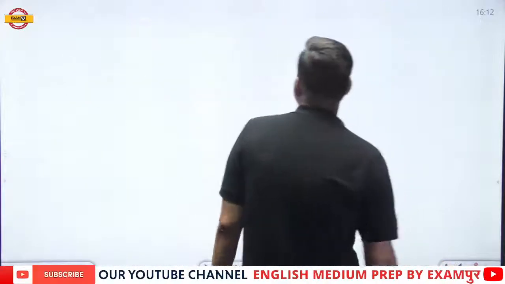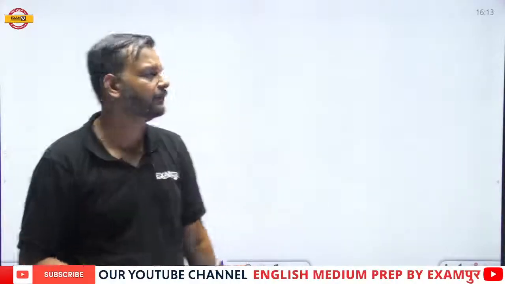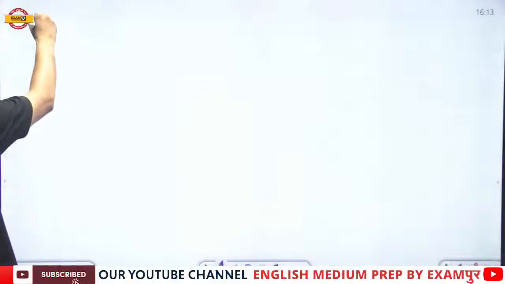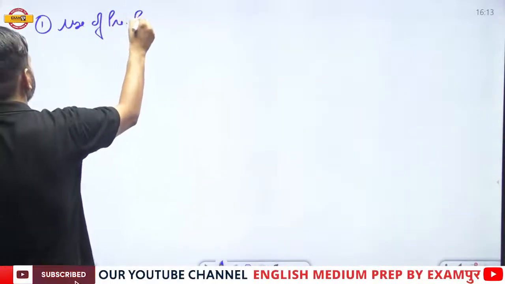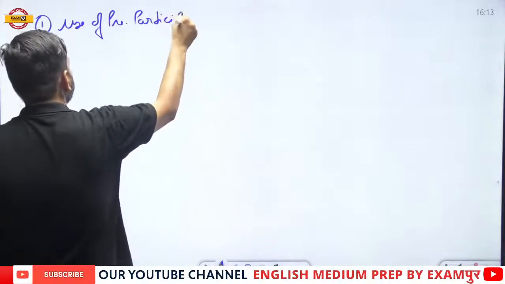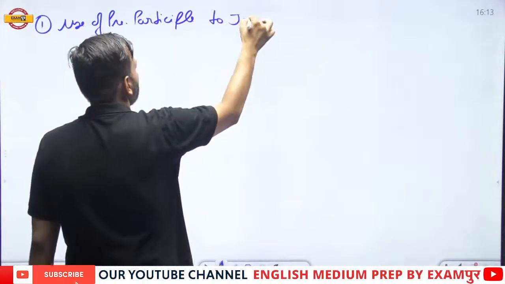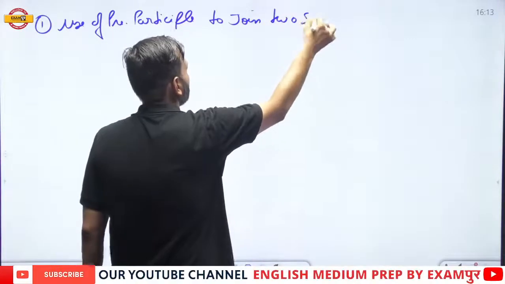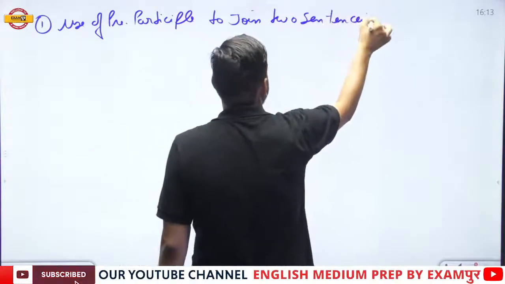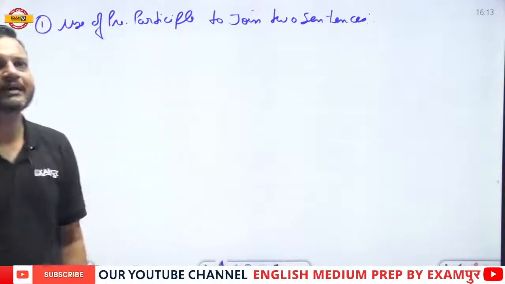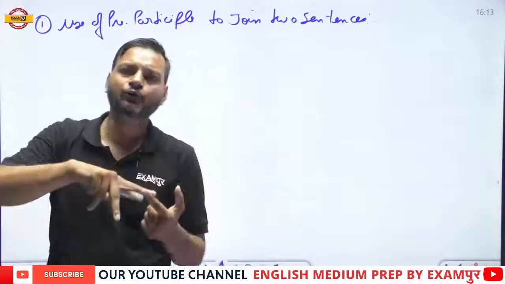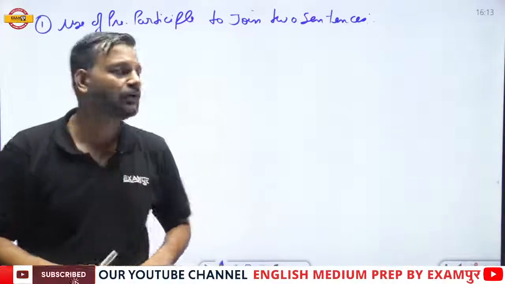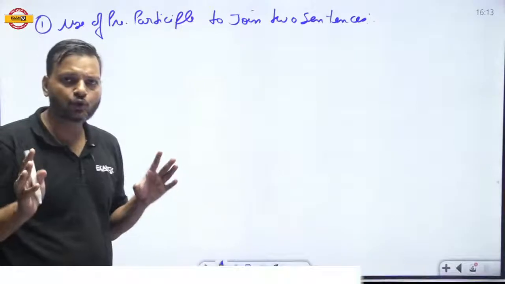Okay. So now, as we know that we have three participles, one by one we will study all three. So first is the use of present participle to join two sentences. How to use present participle to join two sentences and when to use. There are two things: how to use present participle and when to use. Okay, so there are two conditions.